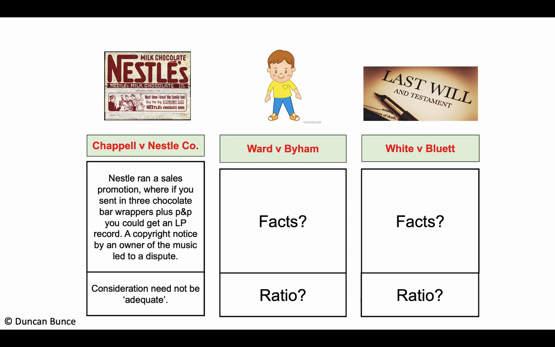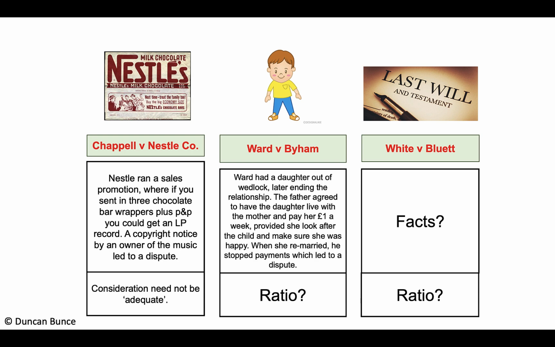Ward and Byam, involving a child. We've got here, Ward had a daughter out of wedlock, later ending the relationship. The father agreed to have the daughter live with the mother and pay her £1 a week, provided she looked after the child and made sure she was happy.